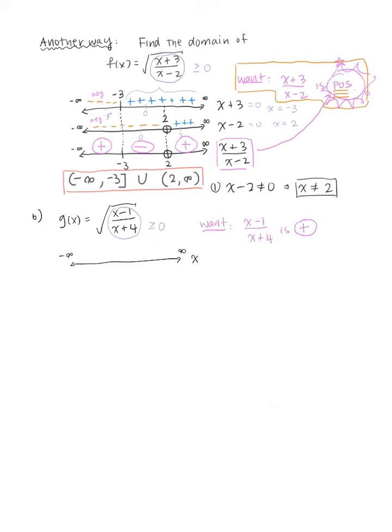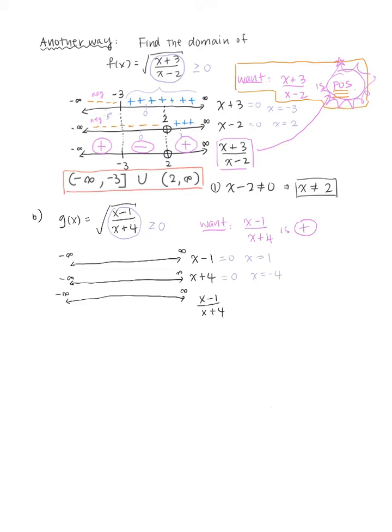This is the number line for x minus 1. Next line is for x plus 4. And then finally, the bottom is x minus 1 divided by x plus 4. Now I'm going to find the 0 of x minus 1. I'm going to set that equal to 0 and solve for x. So we're going to have x equals 1. Let's do the same thing for x plus 4. So our 0 for x plus 4 is negative 4.